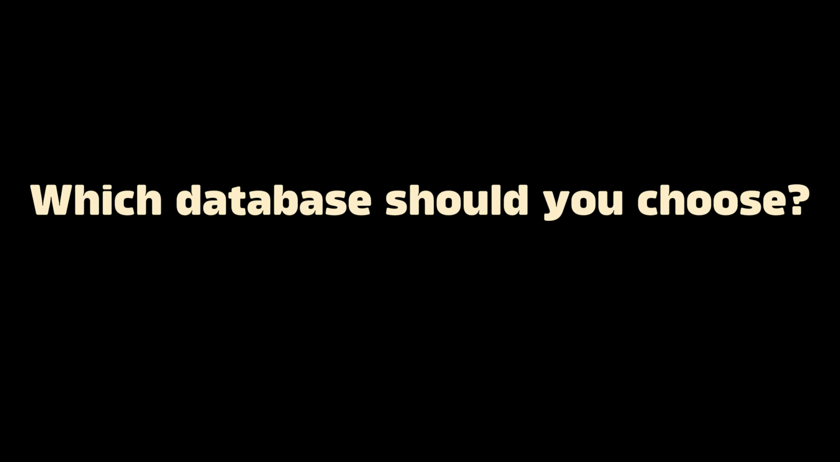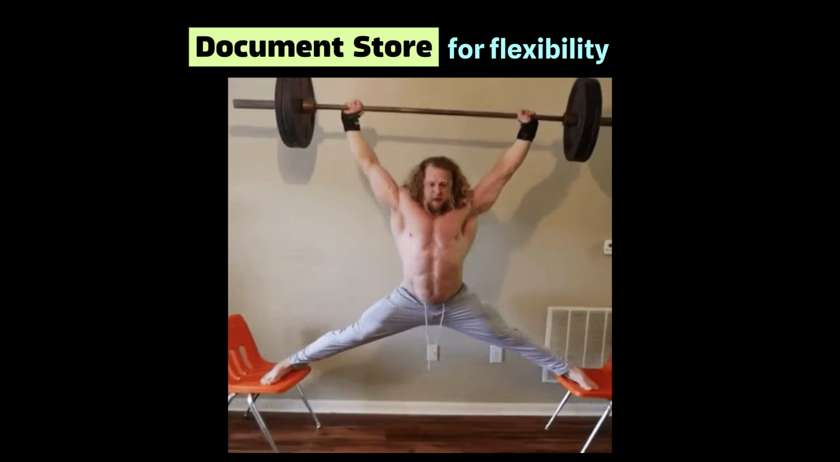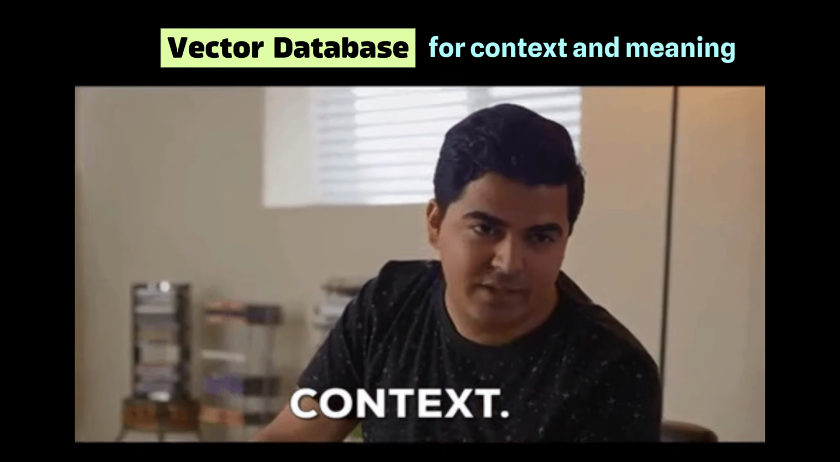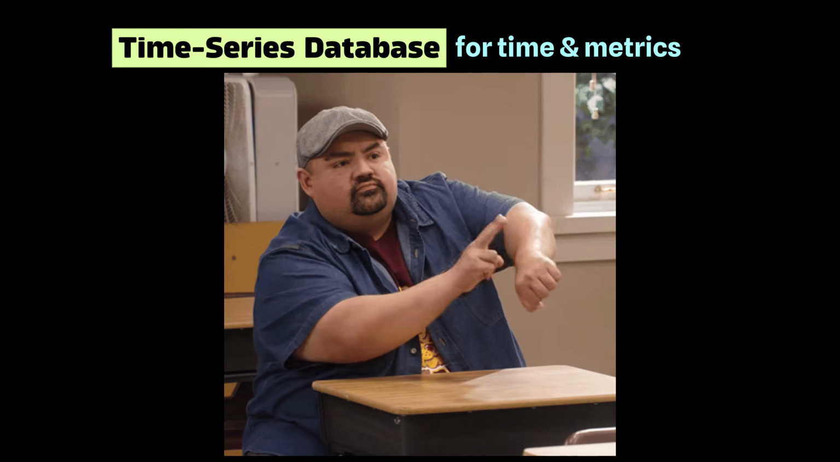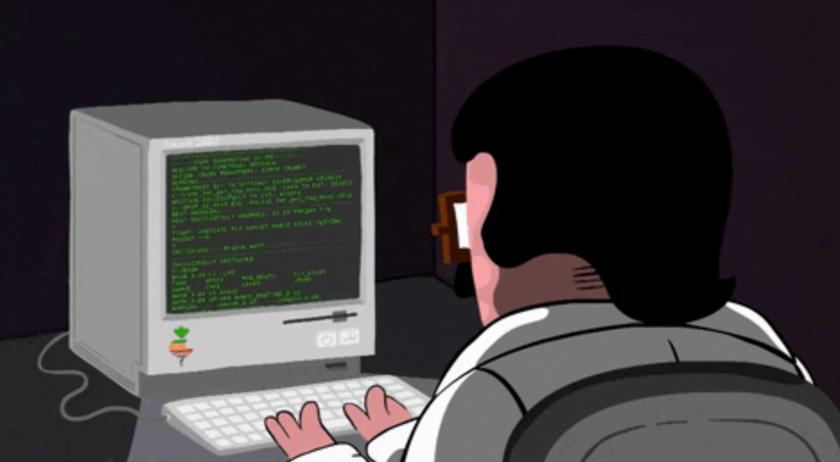So which database should you choose? The real answer is that most serious applications don't use just one. They combine multiple paradigms because they are built around different assumptions: a relational database for structure, a document store for flexibility, a key value cache for speed, a vector database for context and meaning, a graph database for relationships, and a time series database for time and metrics. The best developers aren't loyal to tools, they're loyal to outcomes.